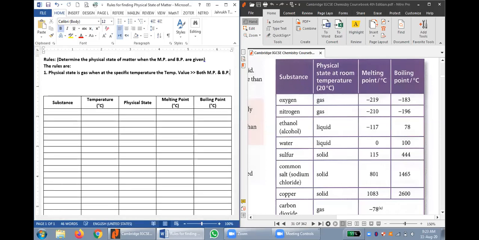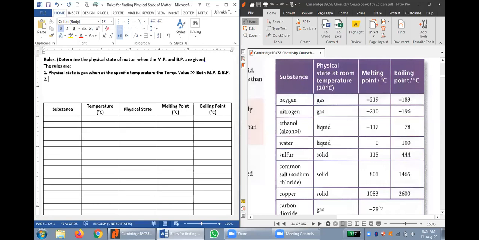And just like that, physical state is liquid when at the specific temperature the boiling point is greater than temp value, which is greater than melting point.